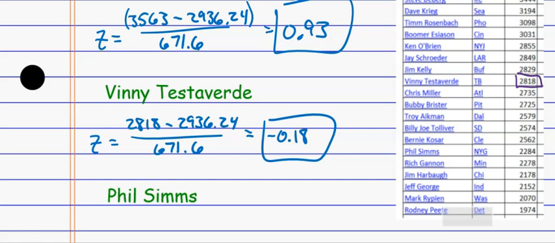Okay, that's why the value comes out negative, to show that he's below average. And really at 0.18, he's only slightly below average. So I'd probably consider Vinny Testaverde a fairly average quarterback for this year because he's close to the mean. That's what that 0.18 is saying. And the other thing you have to understand is that a z-score of 0 would represent average.